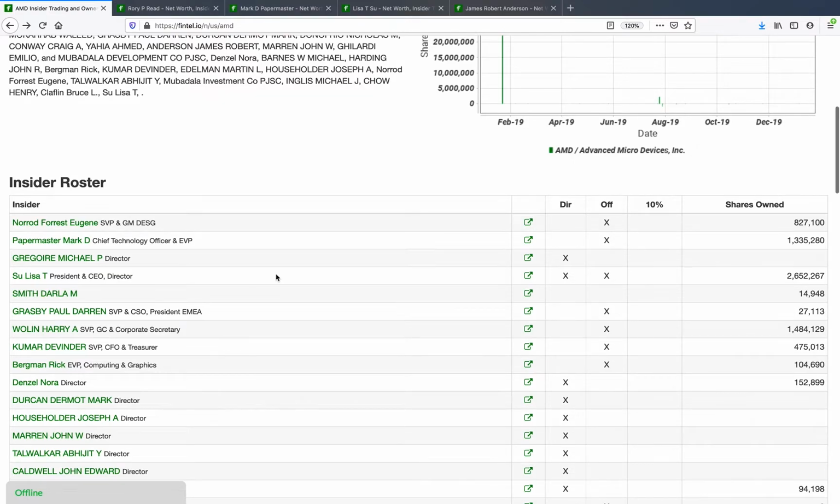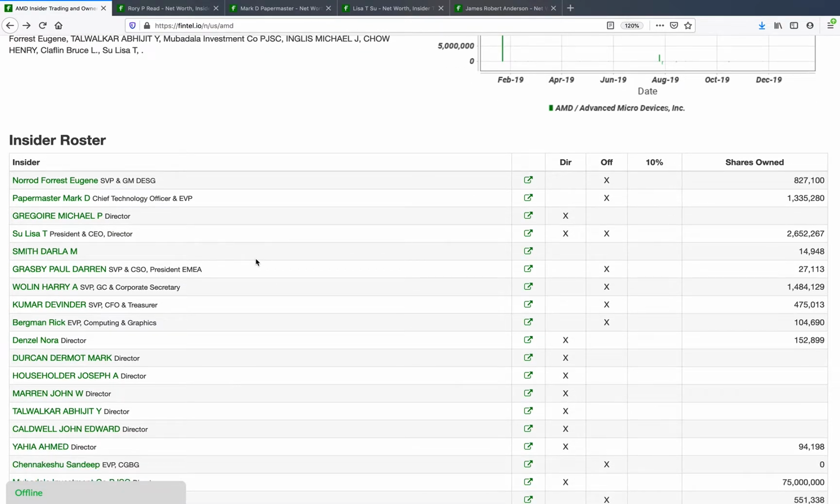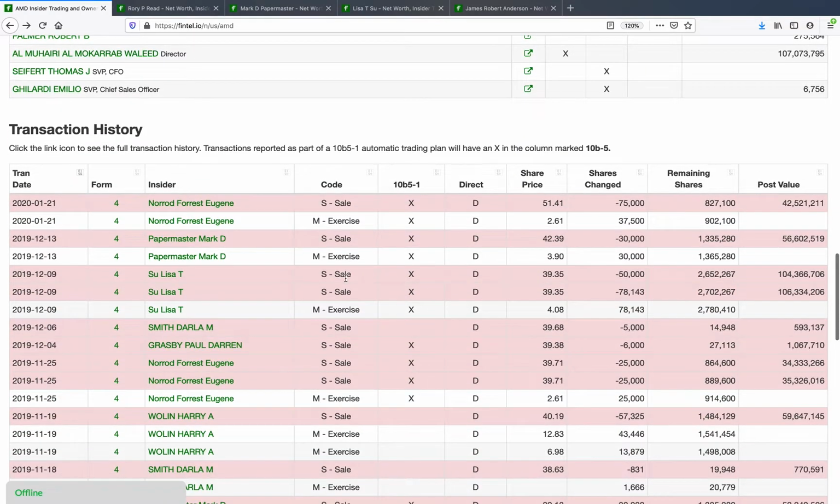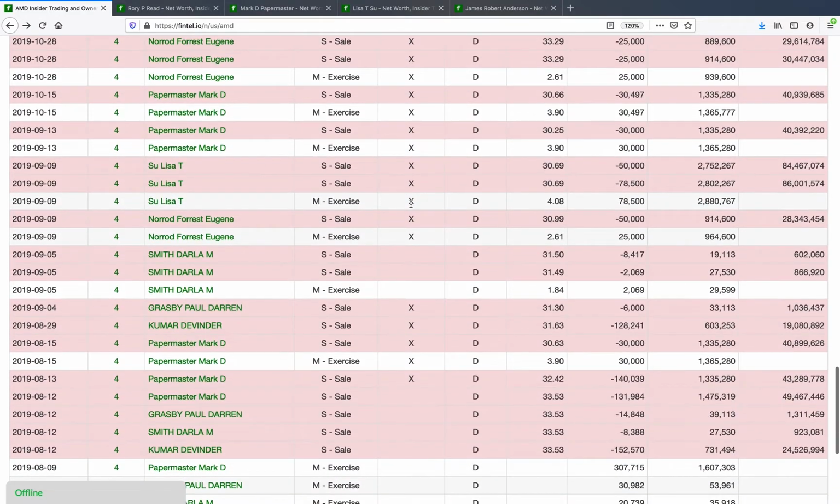Here's the insider roster. So you have a list of all of the insiders that have filed forms with the SEC and the shares owned and so forth. You can drill down into these by clicking on this link button here. And then if you go further down, you can see the transaction history. Okay, so this is as of, I think today is the 23rd or so. We highlight this in red if it's a sale, just so you can get a better sense. Obviously if it's a purchase, it's green.